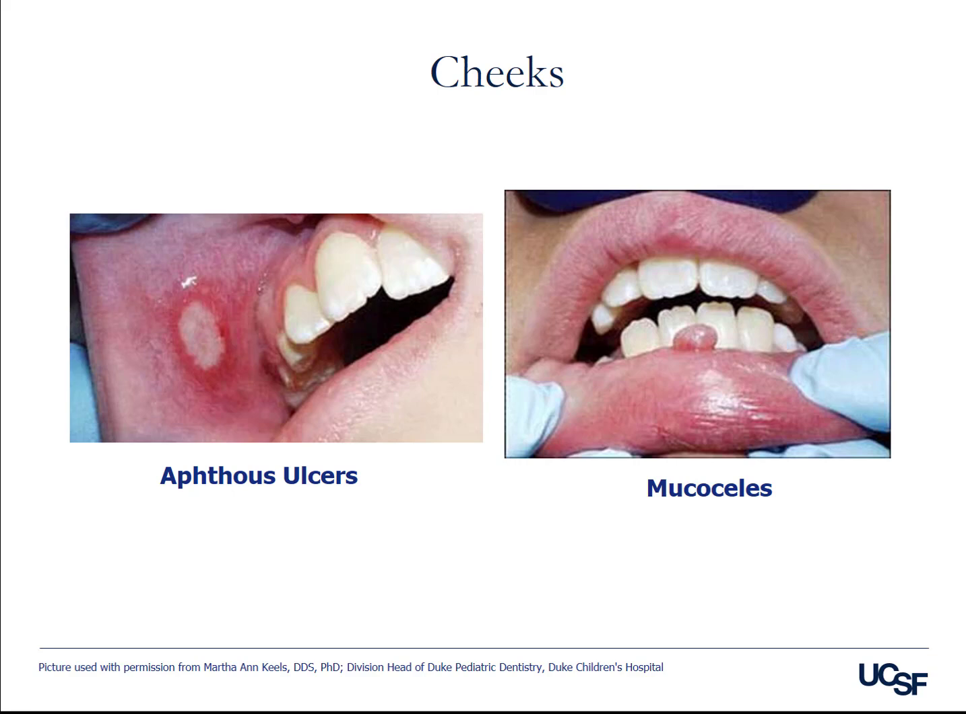The aphthous ulcer is a self-limiting lesion. It will disappear in perhaps 7 to 10 days. It could be painful, but it's self-limiting. For a mucocele, it's relatively easy to remove. One can anesthetize at the base, use a scalpel to open up the envelope and excise the entire lesion. Make sure you put it into a vial and send it to the pathology lab to confirm the diagnosis.